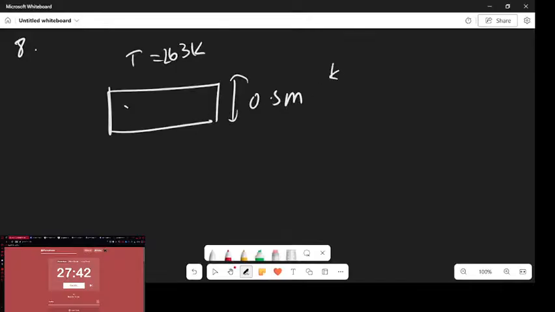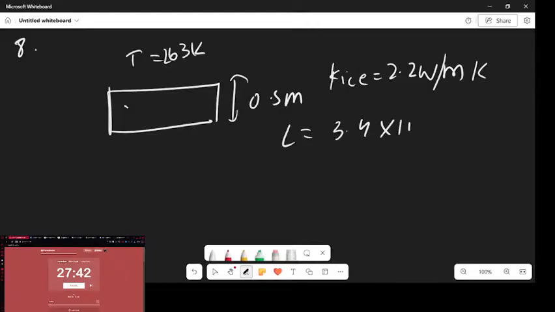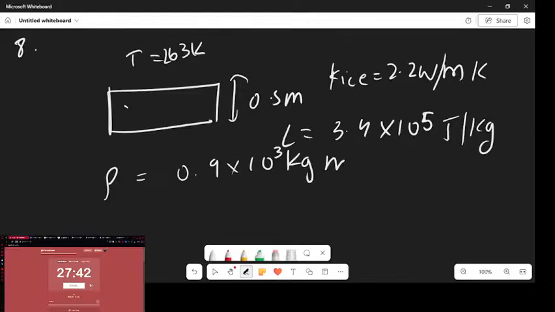K ice is equal to 2.2 watt per meter per Kelvin. Latent heat is equal to 3.4 into 10 to the power 5 joules per kg, and density is 0.9 into 10 cube kg per meter cube.